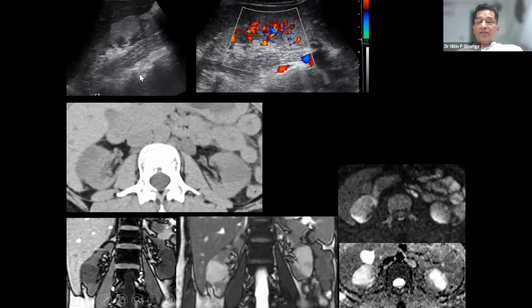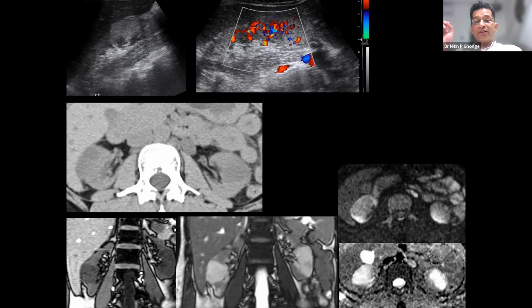This is important to understand that in a small shrunken kidney, as we can see here, the patient is on follow-up, and we can see a focal nodular lesion on both sides, multiple focal lesions which remain the same or unchanged over years.